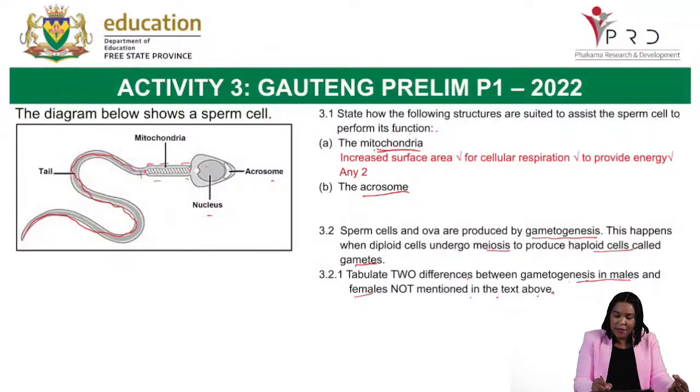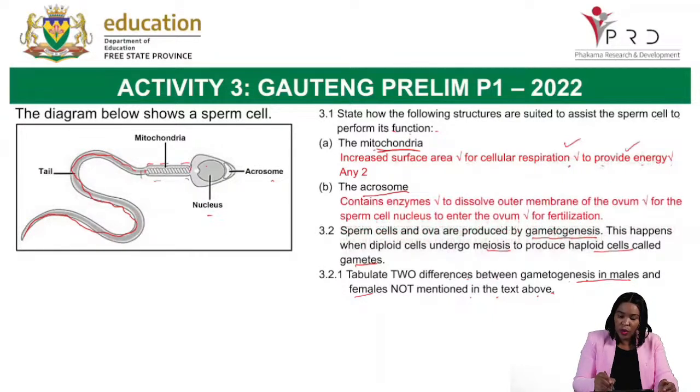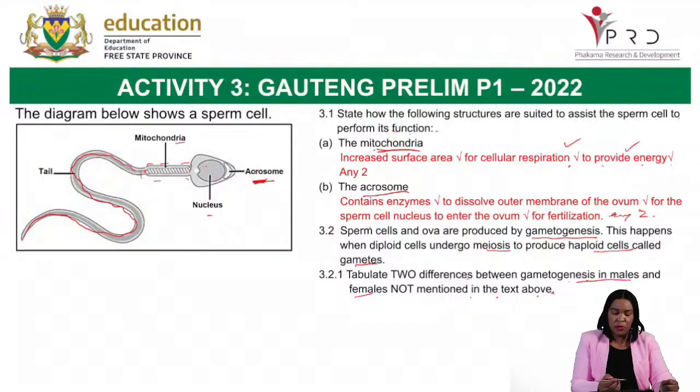Mitochondria, the increased surface area for cellular respiration to provide energy. Or you can write for cellular respiration, very good also. The sperm needs that to have energy, to break down ATP. And also to provide energy for the sperm to swim. Remember that swimming fast, it needs energy for it to do that. Then the acrosome contains enzymes to dissolve the outer membrane of the ovum for the sperm cell nucleus to enter the ovum for fertilization. So you can mark any 2 here. Those are the structural suitabilities for the mitochondrion and the acrosome to help the sperm to perform its function.